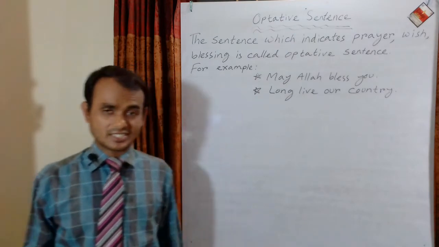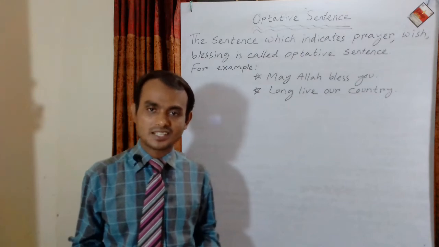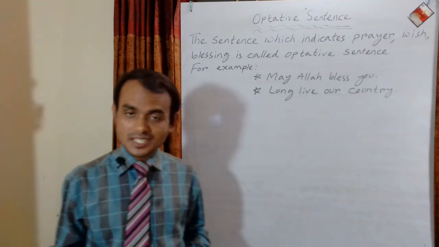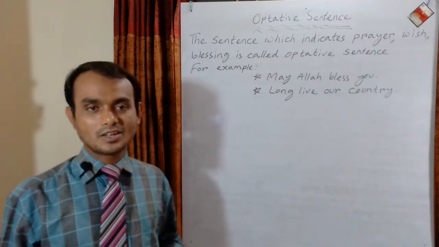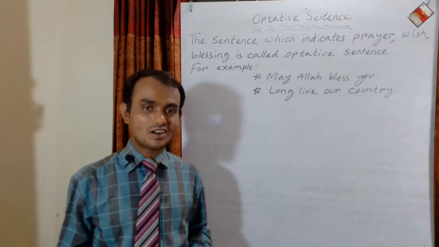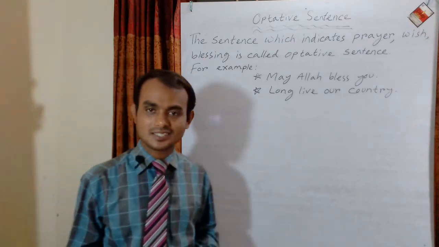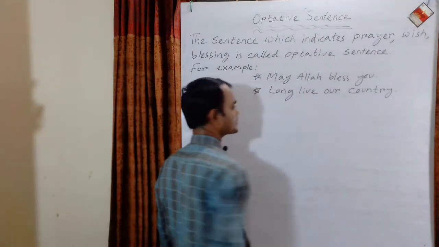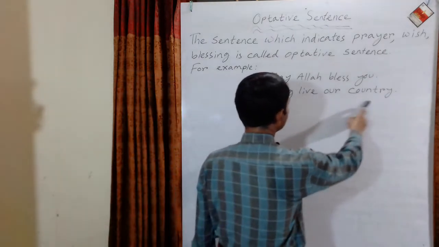Dear students, I have already written the definition of optative sentence with its example. What is optative sentence? The sentence which indicates prayer, wish, or blessing is called optative sentence. For example, may Allah bless you. The next example, long live our country.